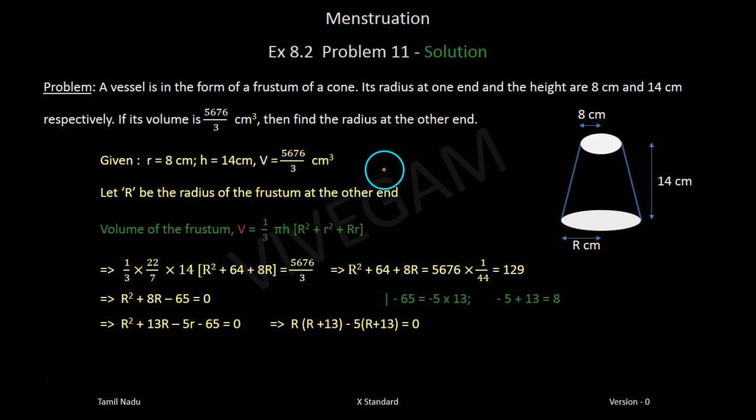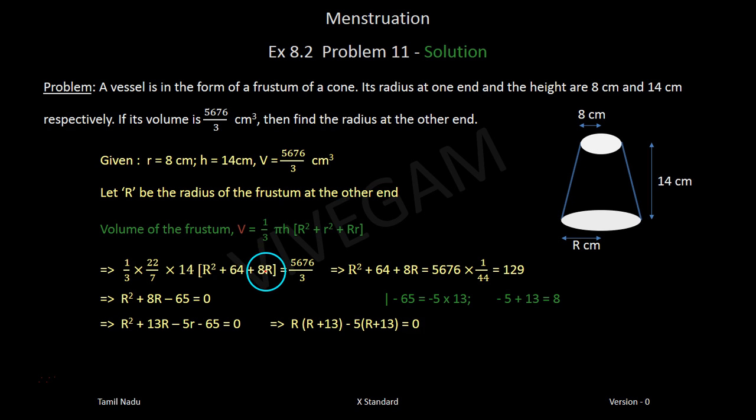Okay, let's come to the solution. As discussed, we are taking the smaller radius to be 8 centimeter. Height is 14 centimeter and the volume is 5676 by 3 centimeter cube. Let R be the radius of the frustum at the other end. So the volume of the frustum is V equal to 1/3 pi h into R square plus small r square plus Rr. Now substitute all these values, you will get 1/3 into 22 by 7 into h. H is 14 centimeter, into R square, we don't know. Small r square is 8 8s are 64, plus small r, which is 8, into capital R.